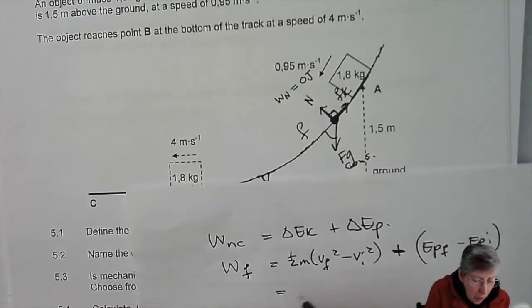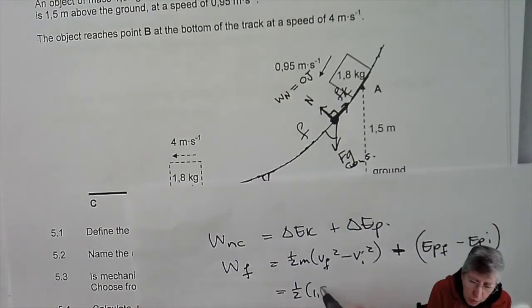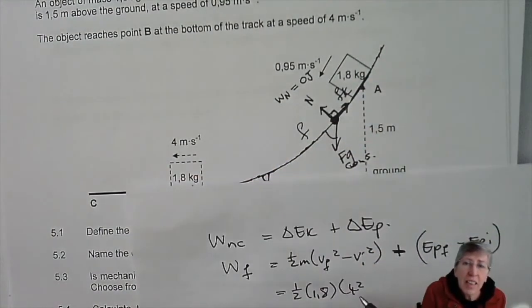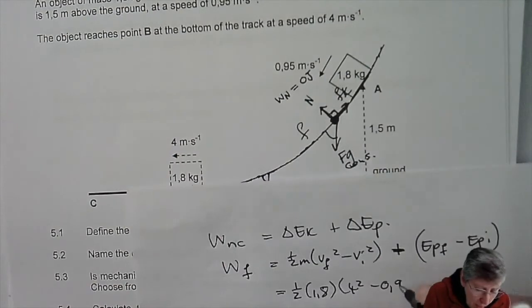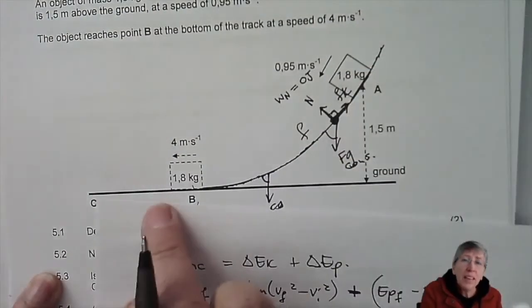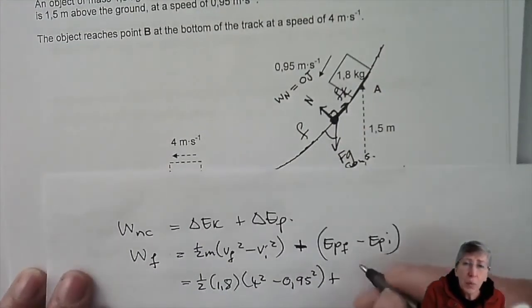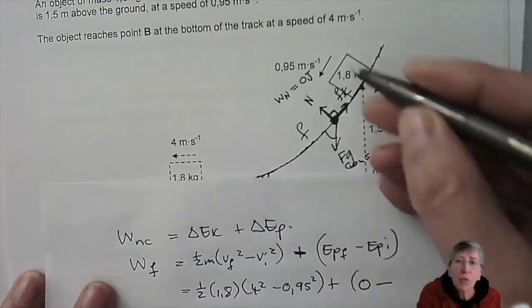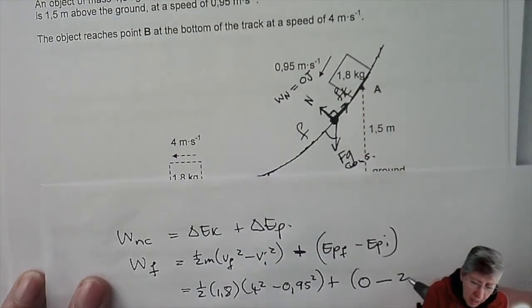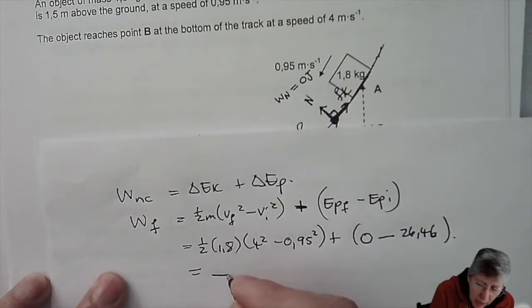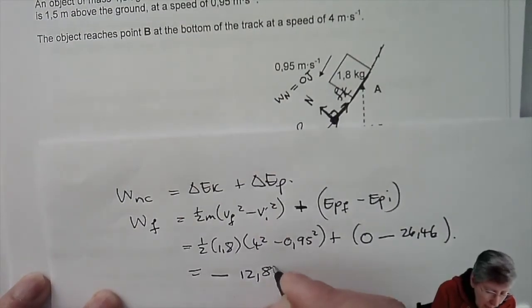Okay, so here we have half times 1,8 times 4 squared, right? Because that's the velocity at the end, minus 0,95 squared plus. Now, final EP down here, no height, so we will end up with this potential energy of 0, and we have already worked out up there, it is 26,46 in the previous question, right? So that is just solving, and you end up with minus 12,87 joule.